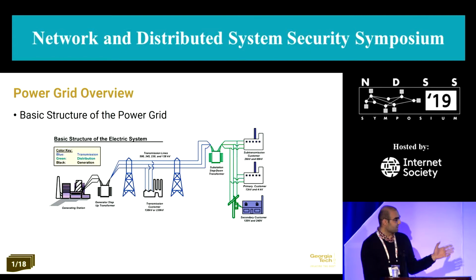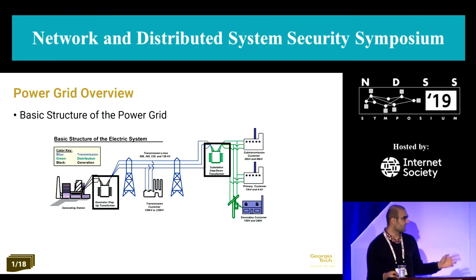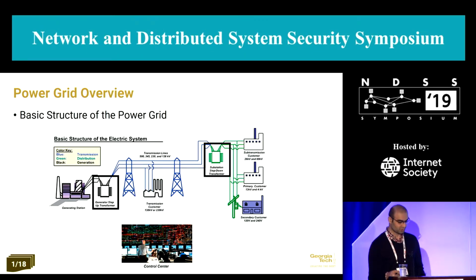But these three sections have different voltage levels, and we use a piece of equipment called a power transformer to change the voltage level in these three sections. And these power transformers are located in substations, and they are controlled by the control center.